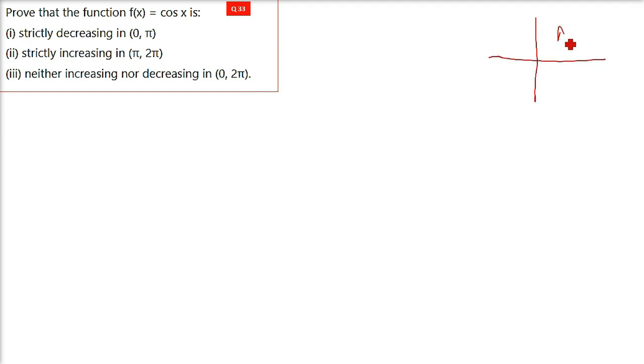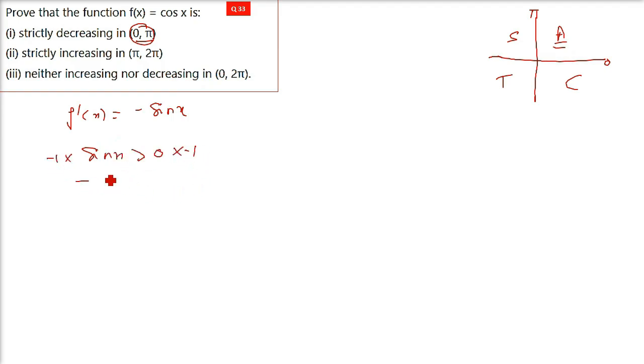First, this is add sugar to coffee. That means in the first quadrant all will be positive, and sine, tan, cos respectively in the other quadrants. First we take f dash x, differentiating, it is negative sine x. Now in 0 to pi, all are positive here. Sine x will be greater than 0. Multiply both sides by negative 1. It will be minus sine x less than 0 because the inequality changes. So minus sine x less than 0, that is f dash x less than 0, so it is strictly decreasing in 0 to pi.